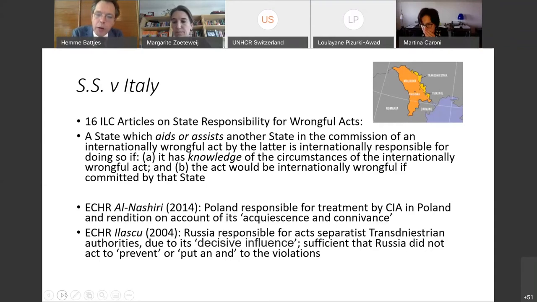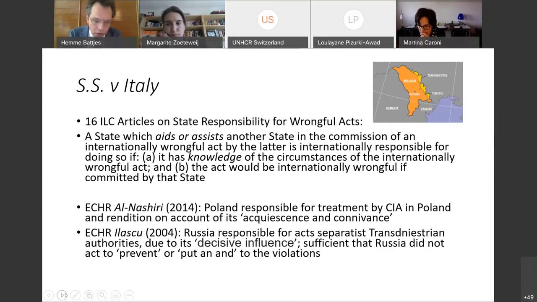What is more, there are a number of cases where the European Court of Human Rights did accept state responsibility for acts committed by other states. And the first to mention here is the case of al-Nashiri. This is a post 9/11 case, so it concerns the renditions that were then common by the CIA of terrorism suspects. The CIA ran a secret prison in Poland where they ill-treated and tortured their suspects and then transported them over to Afghanistan or that kind of place to continue their business.